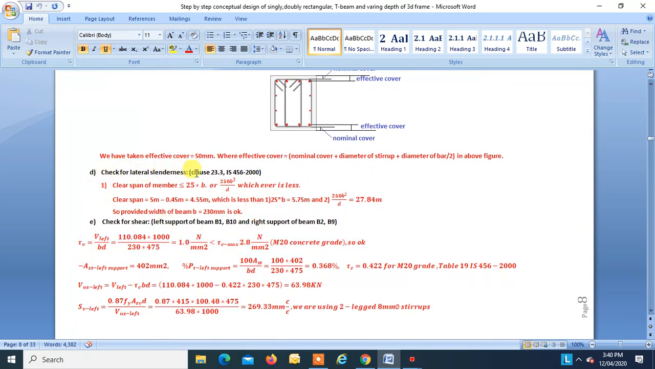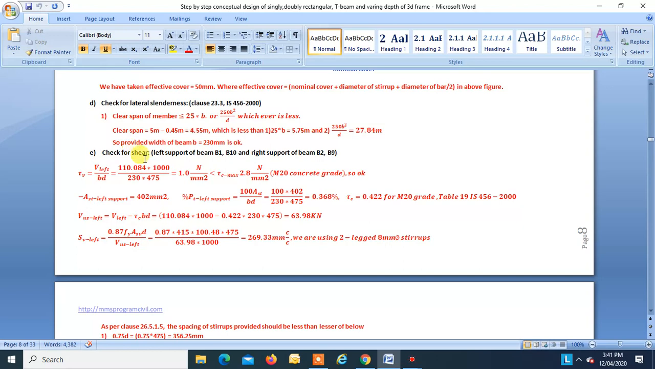Check for lateral slenderness, clause 23.3 of IS 456-2000. The code says the clear span of the member should be less than 25b or 250b square by d, whichever is less. Our clear span is 5 meter minus 0.45 meters, this is the depth of columns. So the clear span of the beam in the longitudinal direction is 4.55 meters, which is less than 25 into b, that is 5.75 meters, and 250b square by d is 27.84 meters. So our clear span is less than both of these, and we can say that the provided width of 230 mm is okay.